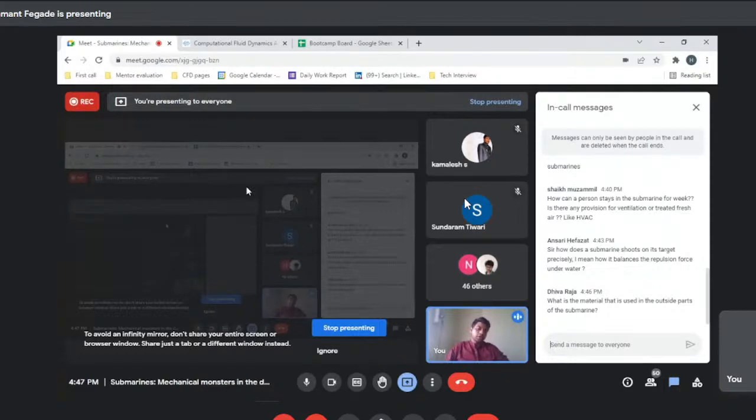Diva Raja asks what the material is that is used in the outside parts of the submarine. I'm not sure about that. I think it's some kind of composite alloy which is used to strengthen the outer cover, and there is also a metal coating provided to prevent corrosion. But I'm sure you'd be able to easily Google it, so it's easily available.